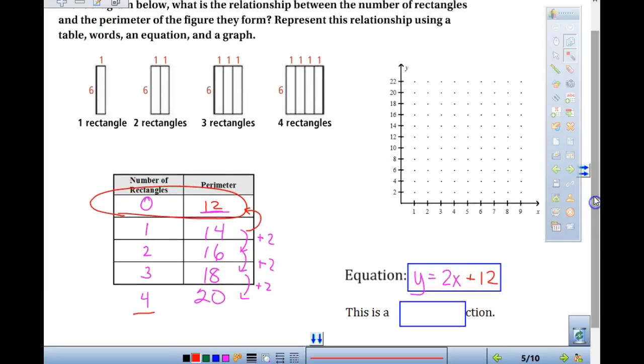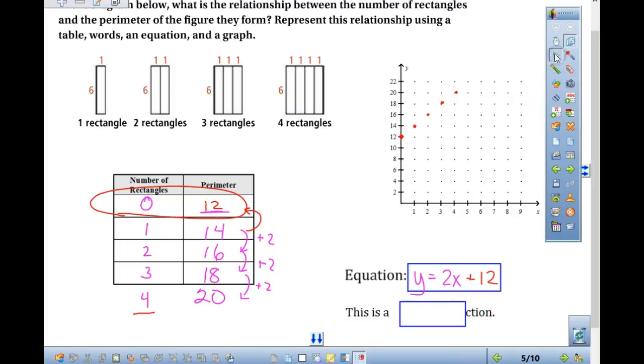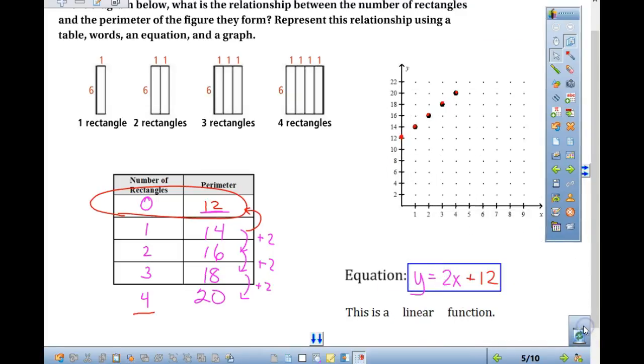So would this be linear or not? So now we're going to plot the points. At 0, we want 12, right? At 1, and really we wouldn't have that one. 14, 16, 18, 20, if we are looking at that graph. And this would be linear. Okay. Is it going to be discrete or continuous for our graph? Should I put a line here? No, because we just have one rectangle and we've only added to its sides. You can't have a half of a rectangle added into that perimeter or a decimal.